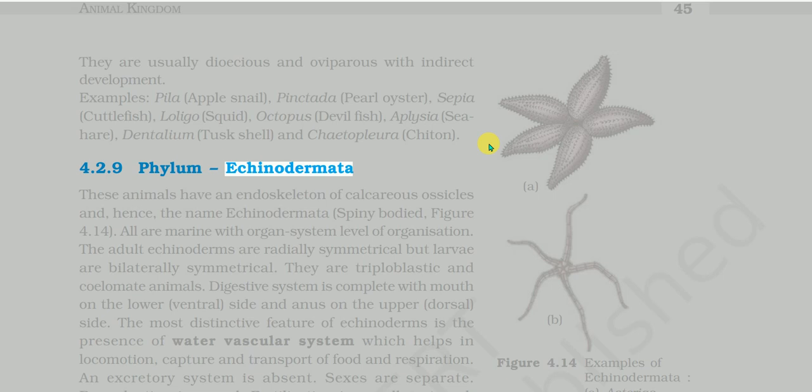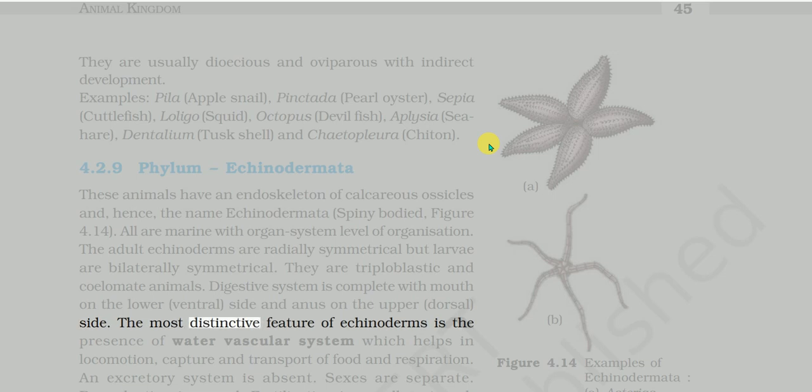4.2.9 Phylum Echinodermata. These animals have an endoskeleton of calcareous ossicles and, hence, the name Echinodermata, spiny-bodied, figure 4.14. All are marine with organ system level of organization. The adult echinoderms are radially symmetrical, but larvae are bilaterally symmetrical. They are triploblastic and coelomate animals. Digestive system is complete with mouth on the lower, ventral, side and anus on the upper, dorsal, side.